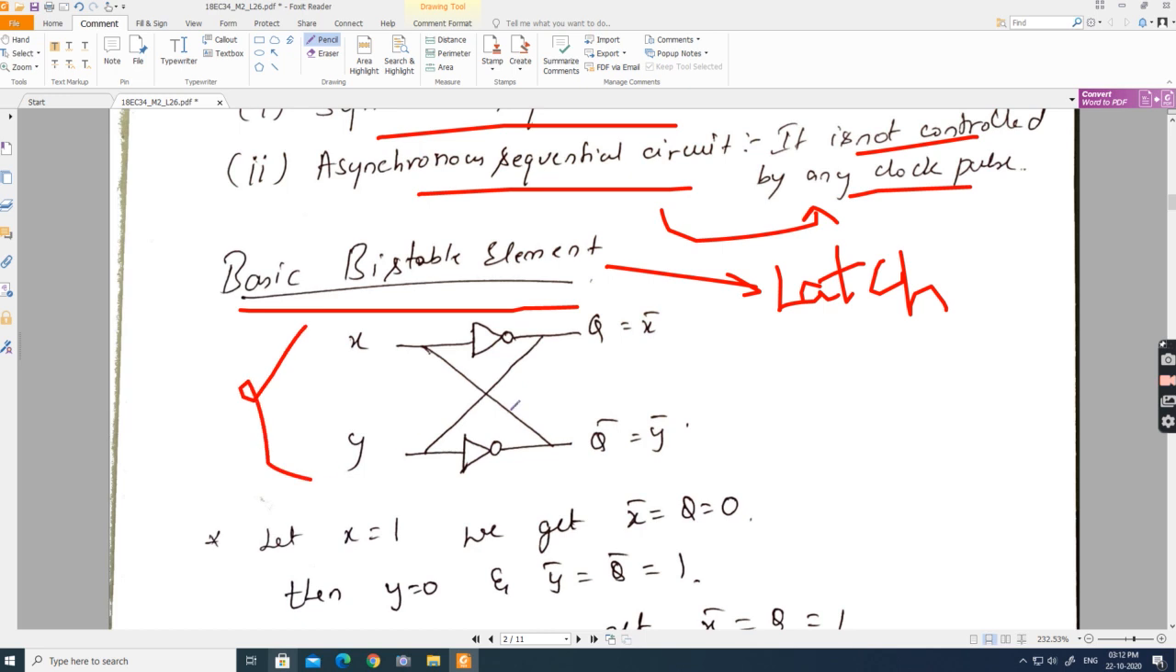Have you people studied this in basic electronics? Yes, sir. What is the principle behind the working of a latch? A latch is a 1-bit storage element. What is the meaning of latch? Latch means lock. What do you lock?